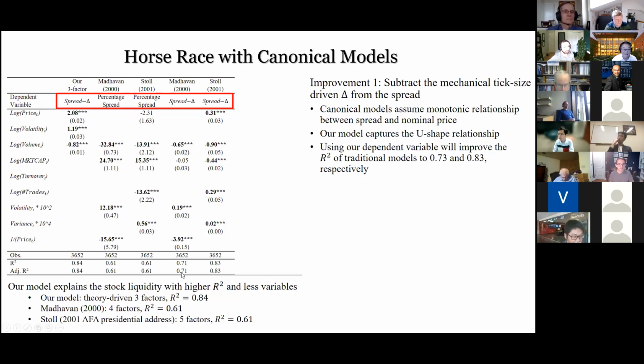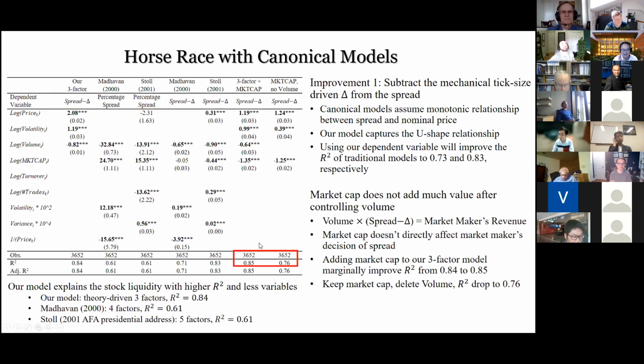So that's the first part. The second part is, when I run the regression, I control for market cap. But here market cap does not have as much value. If you control for dollar volume, then you control for market cap, the value is tiny. But if you control for market cap and you don't control for volume, the change will be huge.